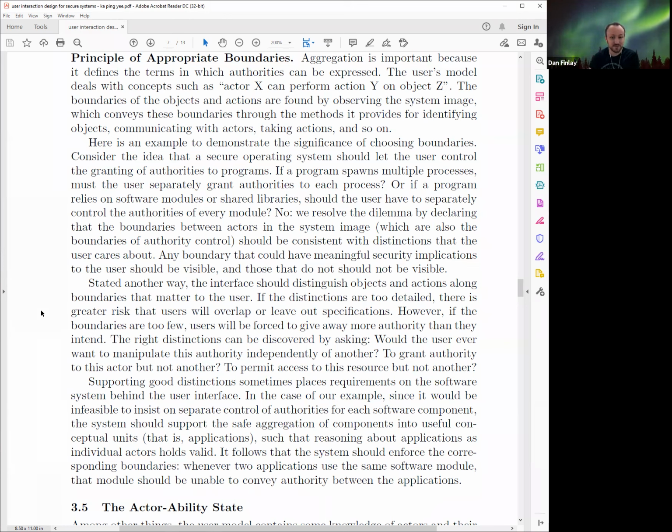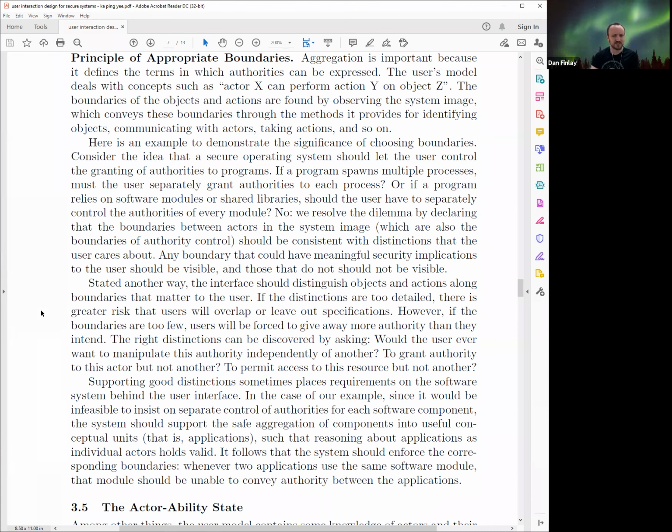The right distinctions can be discovered by asking, would the user ever want to manipulate this authority independently of another? To grant authority to this actor but not another? To permit access to this resource but not another?